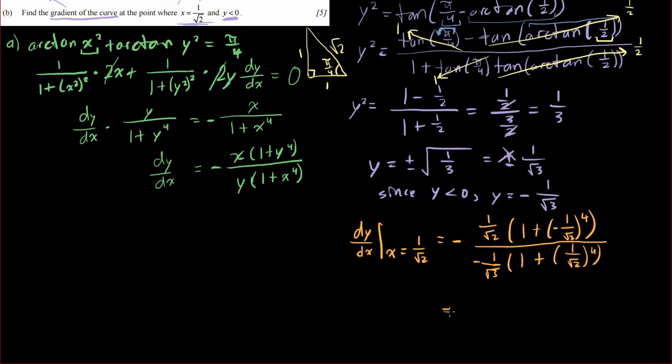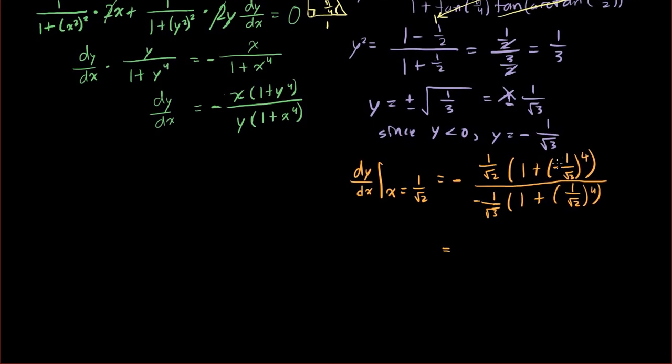Okay? And so now we can start simplifying a bit. First, we have this negative here and this negative here, and so those two will just cancel, and that'll become a positive. Then we have 1 over root 2 over 1 over root 2. So in other words, we just have root 3 over root 2. And then we have 1 plus negative 1 over root 3, all to the power of 4. The negative will just disappear since this is an even power, so that'll just become a positive. And it's 1 over root 3 to the power of 4.